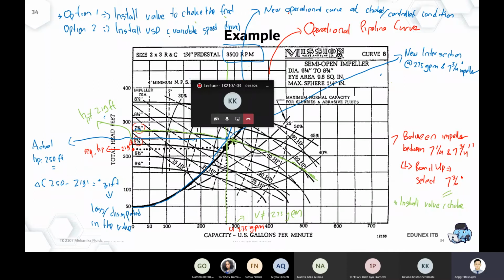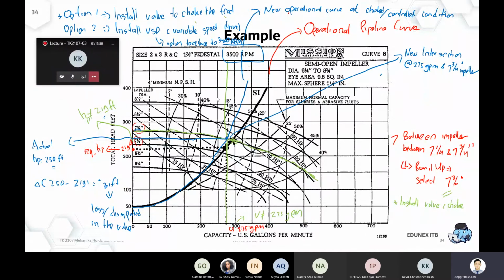So what will happen if you have a VSD? Maybe you have the option to reduce to 3400, for example. What would happen if you have the flexibility to operate the impeller at a slower rotation per minute? How will it shift the performance curve? Option one will not shift the performance curve of the pump. It will shift the operational pipeline curve, right?